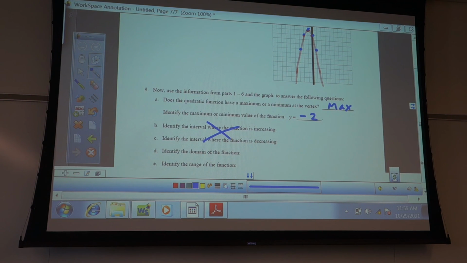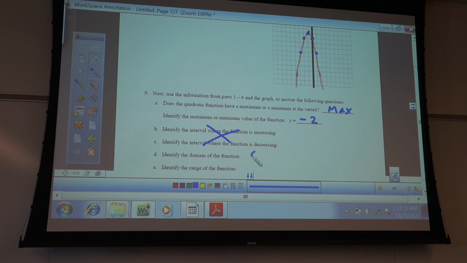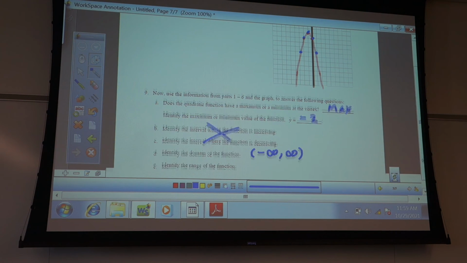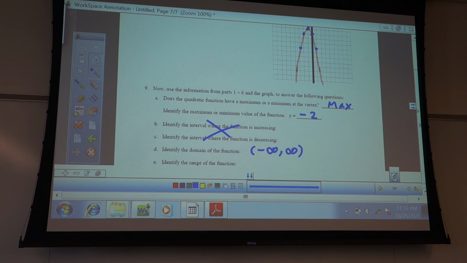What's the domain? All real numbers. Right, remember we're not dividing by x, and we're not taking a square root of x, so it's all real numbers, -infinity to +infinity. And then what's my range? Everybody take a minute, check with your neighbors, and find the range.